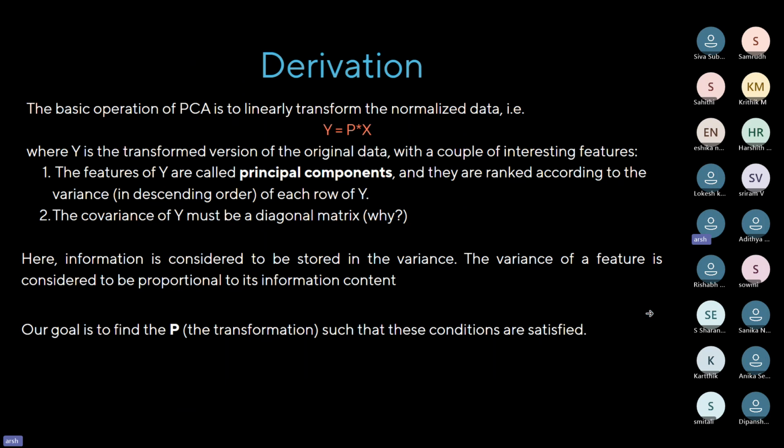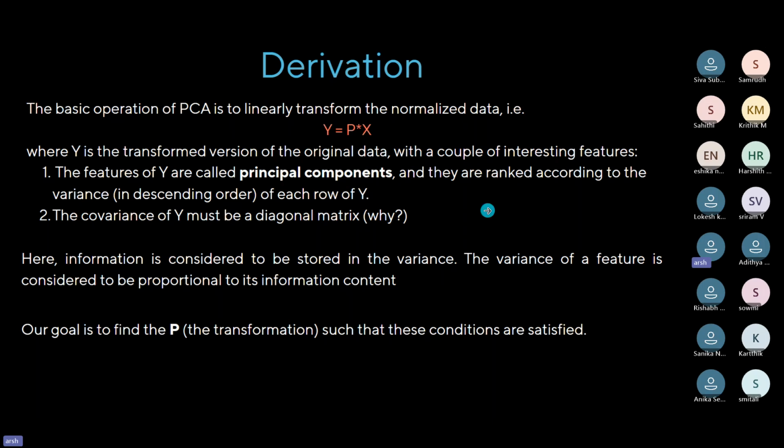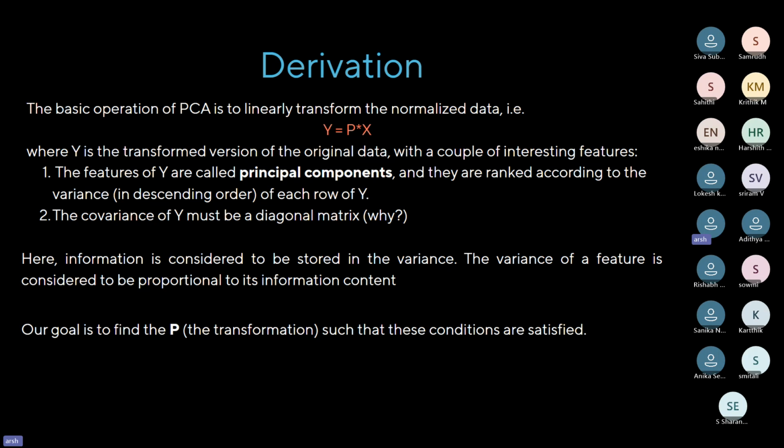So the first one is that the features of y are called principal components, and they're ranked according to the variance. So when you linearly transform this data, you create a new set of features, right? The rows. So the row with the maximum variance would be the first principal component. The row with the second highest variance would be the second principal component, and so on.